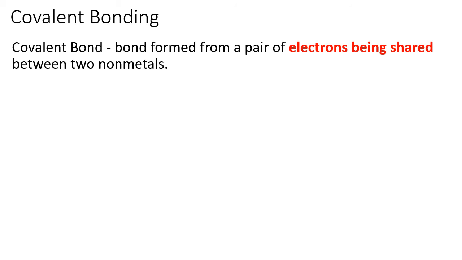So we said that ionic bonding is between a metal and a nonmetal, whereas covalent bonds are formed by electrons being shared between 2 nonmetals together. In an ionic bond, we had a transfer of electrons from the metal to the nonmetal, but when we're dealing with covalent bonding, which is what we'll be looking at like 90% of the time, there are going to be electrons that are shared between 2 nonmetals.